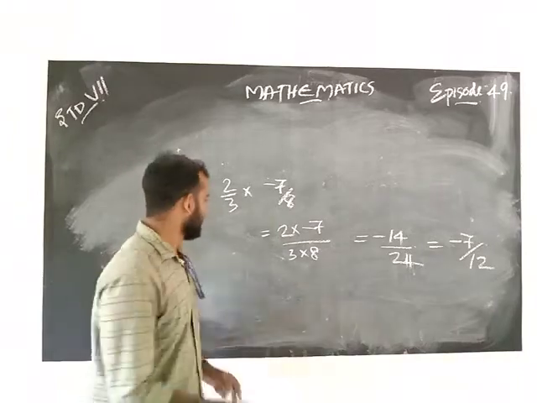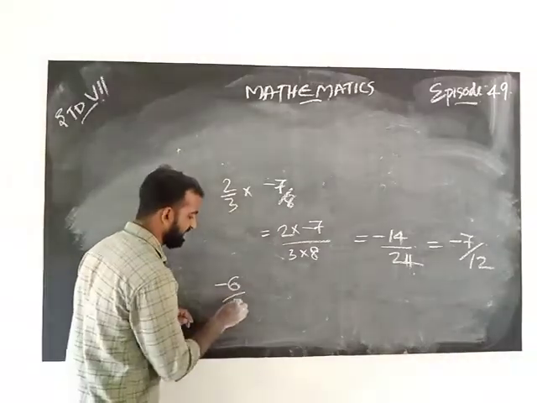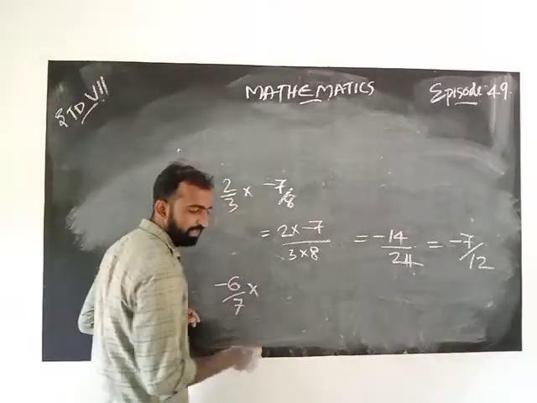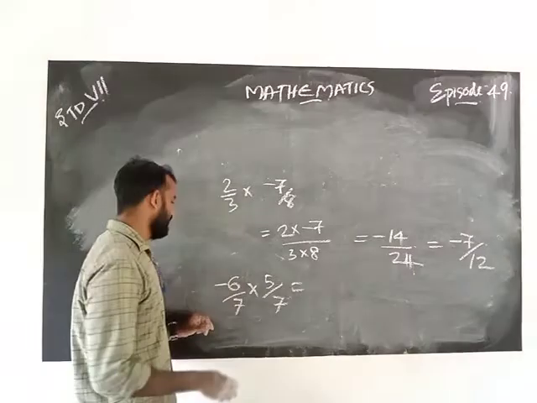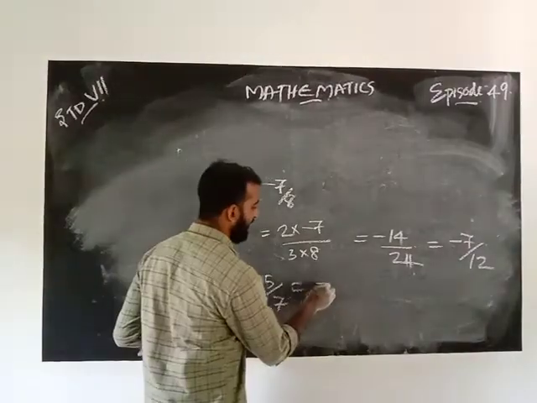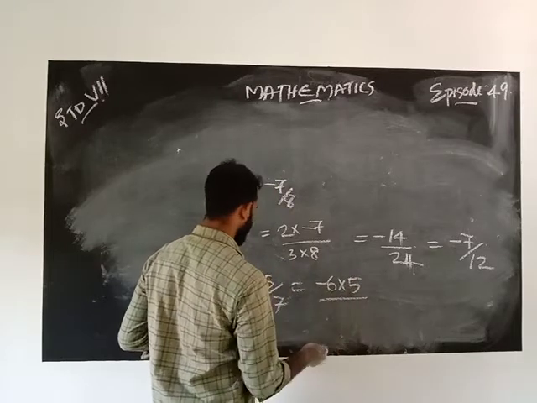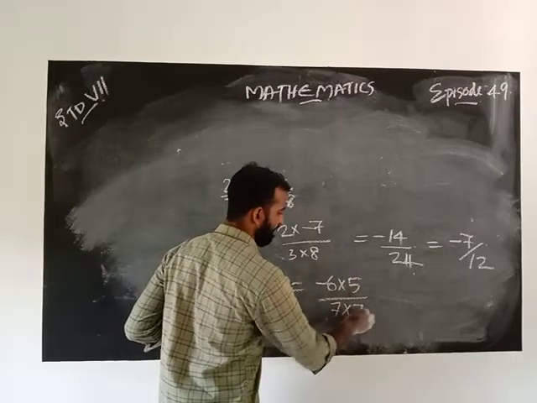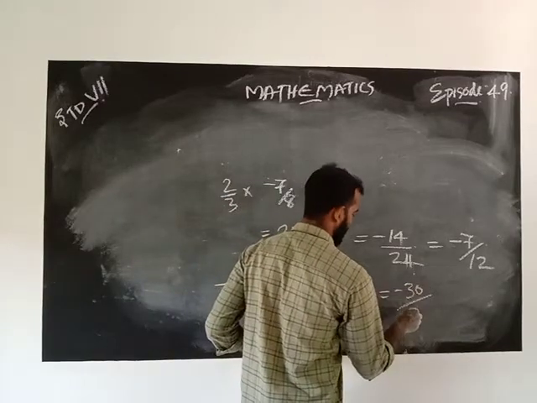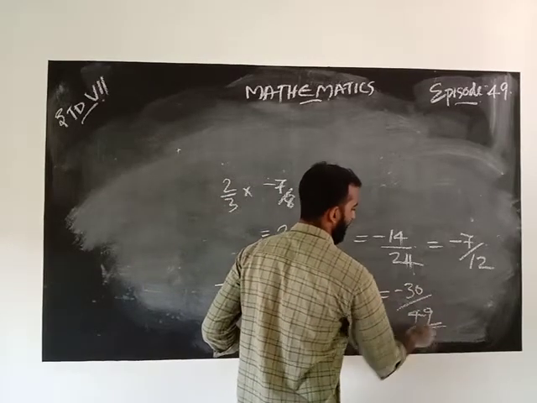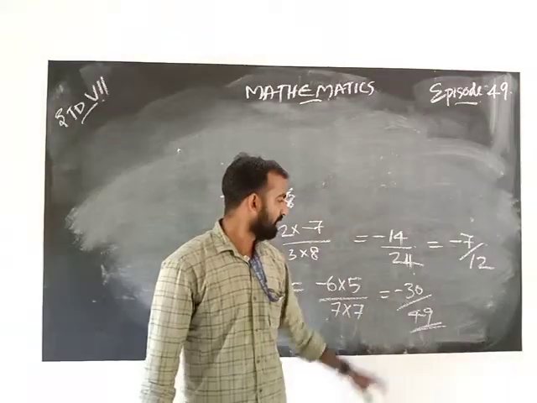And the next one is negative 6 by 7 into 5 by 7. We get negative 6 into 5 divided by 7 into 7. That is, we get negative 30 by 49. That is the answer.